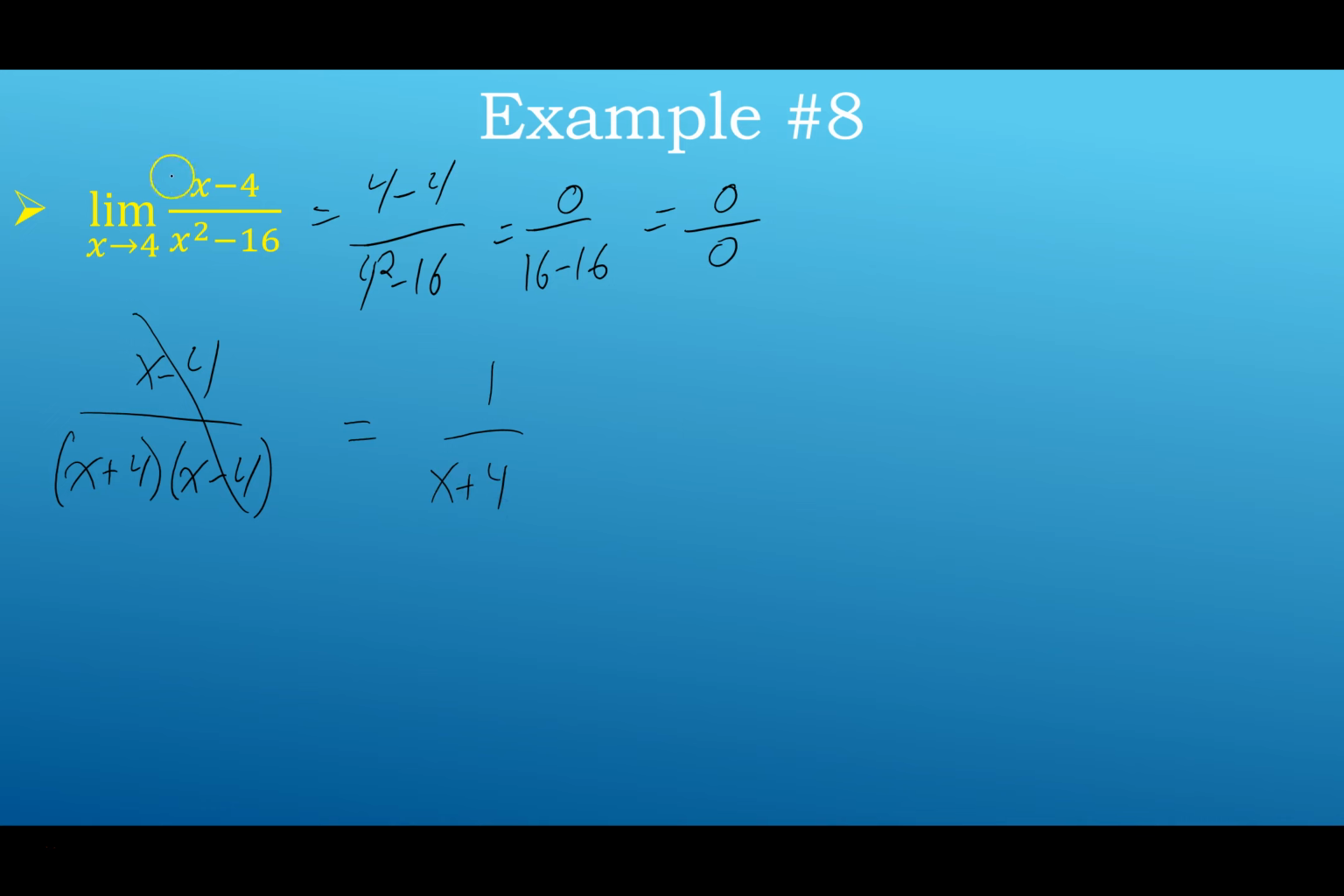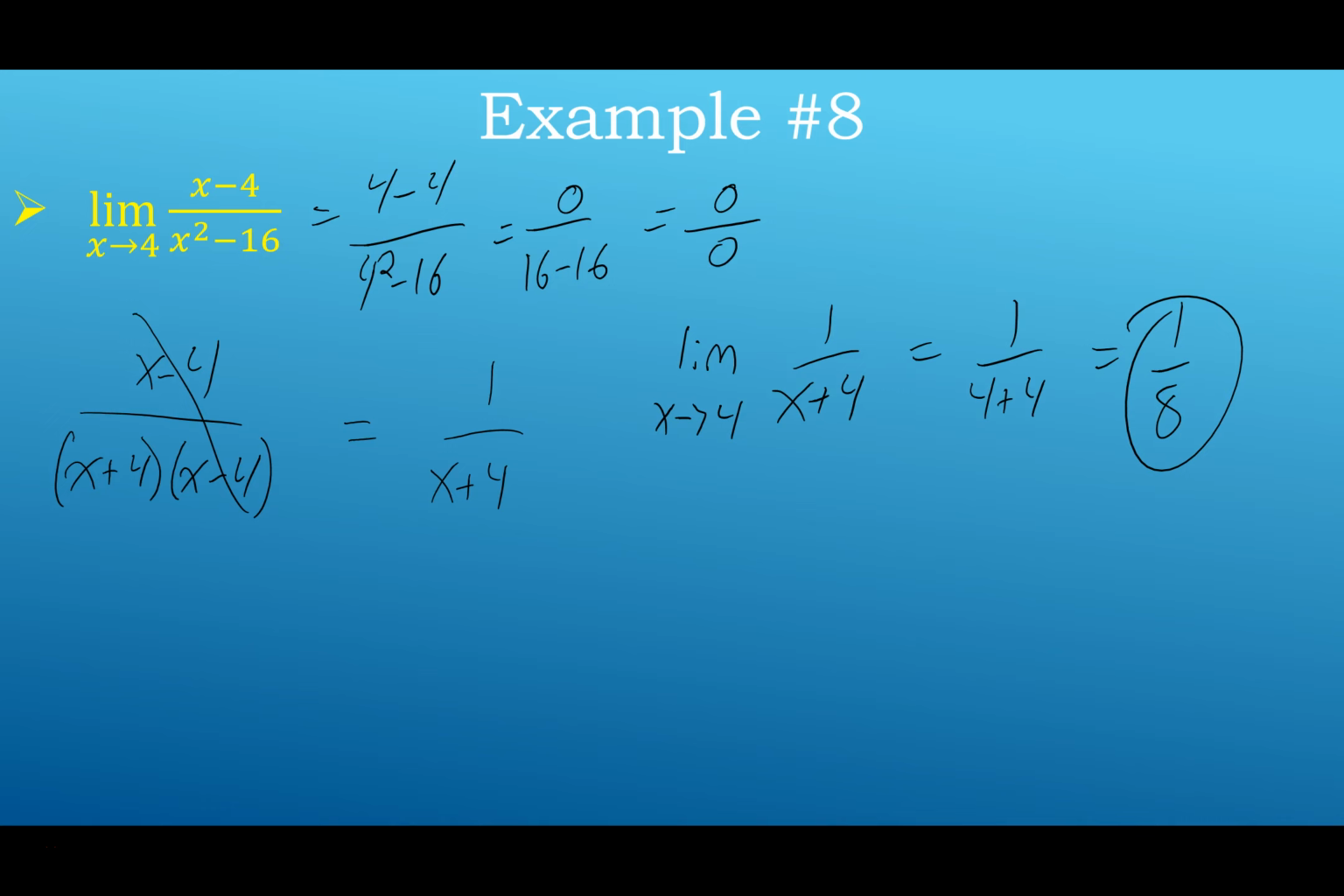So that means this limit right here is equivalent to the limit as x approaches 4 of 1 over x plus 4. This now becomes so much easier because now we plug in 4 for x, we get an answer of 1/8. So that's how the dividing out technique works. If we notice we have 0 over 0 and we have polynomials, we factor and cancel them out.